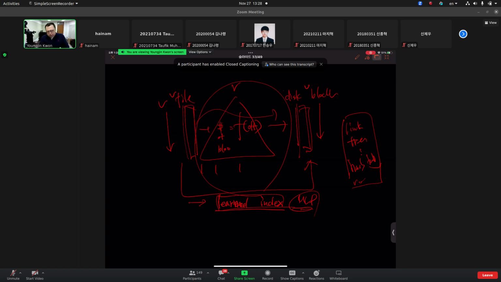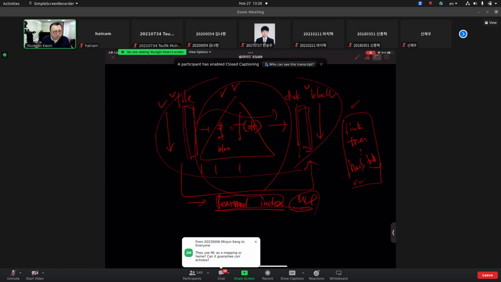When you are looking at this, you could just memorize that indexing is this one. But if you look at this indexing structure as a design problem, you can use a different way of thinking. They use ML for creating the mapping scheme. Can it guarantee correctness? It's interesting. No.